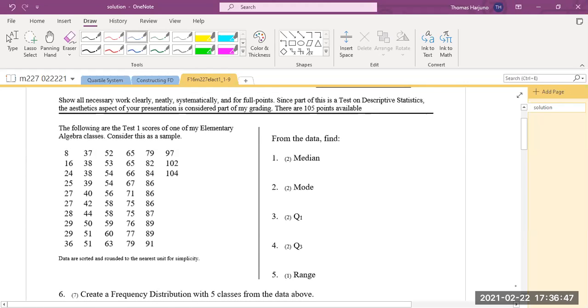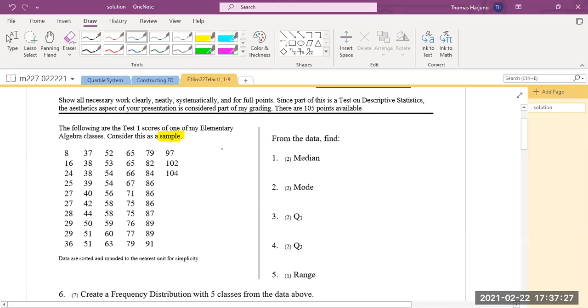Find the median. It says here that the following are test 1 scores from one of my elementary algebra classes. Notice, from one of my elementary algebra classes, so it's not all, right? So we know from the first sentence that it's already a sample. My second sentence, just to emphasize, it is a sample. So let's say this is a sample from all my elementary algebra classes. Now, part A, find the median.